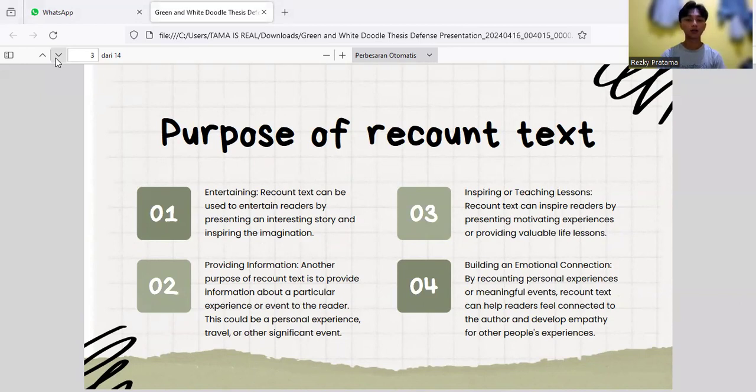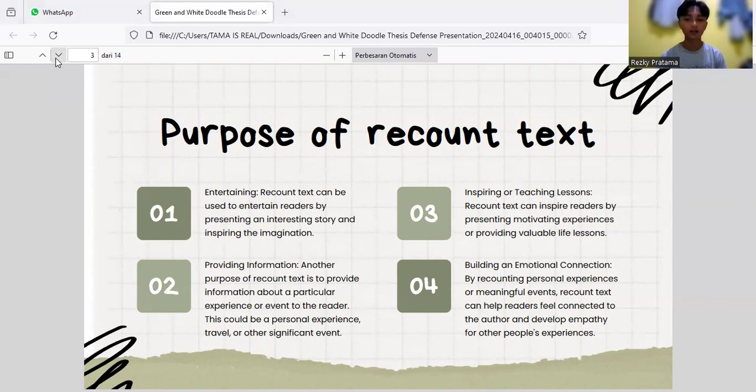Next, number two is providing information. The text can give detailed information about the past, like something that happened in the past. Number three is inspiring or teaching a lesson. The text can inspire readers by presenting motivating experiences or providing valuable life lessons.